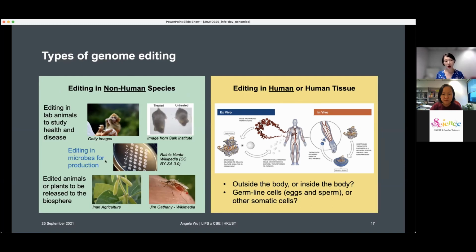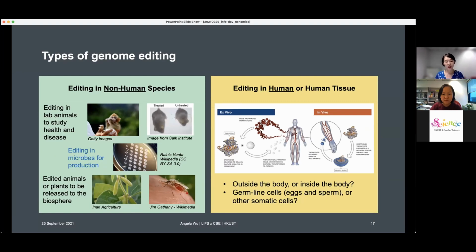We have also edited microbes like E. coli or yeast for production. For example, editing yeast to become a more effective producer of chemicals that we need, like drugs, and editing E. coli so that they can make better antibiotics for us. This is already in use in industry to make antibiotics and also a lot of food products. If you have heard of Impossible Meats in Hong Kong, they sell those meatless burgers, right? Those meatless burgers, actually the blood that you taste when you eat that meatless burger was made by bacteria and not an animal at all.